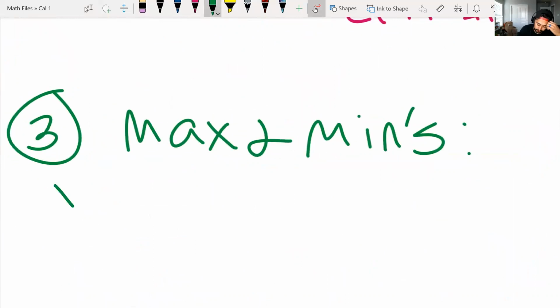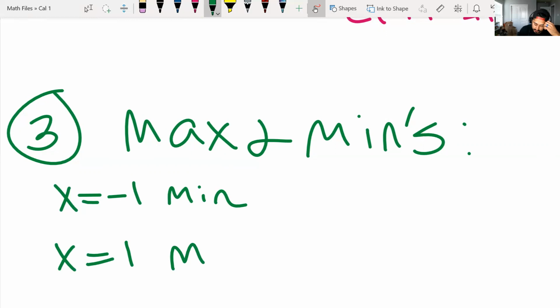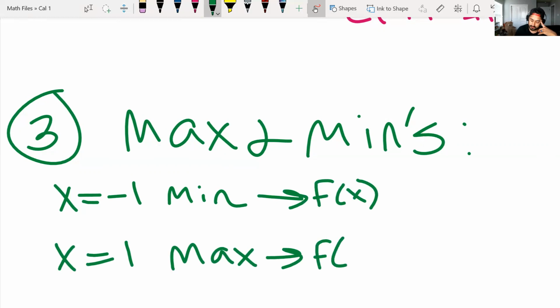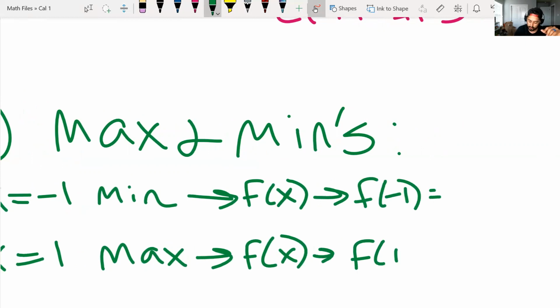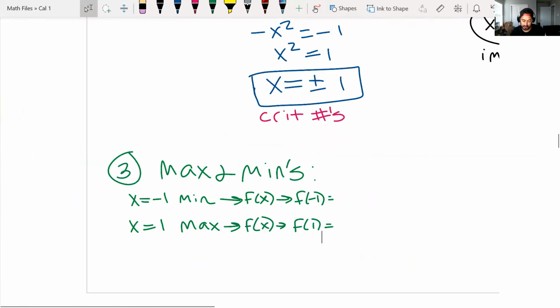So x equals -1 is my min, x equals +1 is my max. Now plug these into f of x, right? Plug into f of x, because you're trying to graph the original function. And this becomes f of -1 and f of 1. This gives us the exact location of those max and mins.